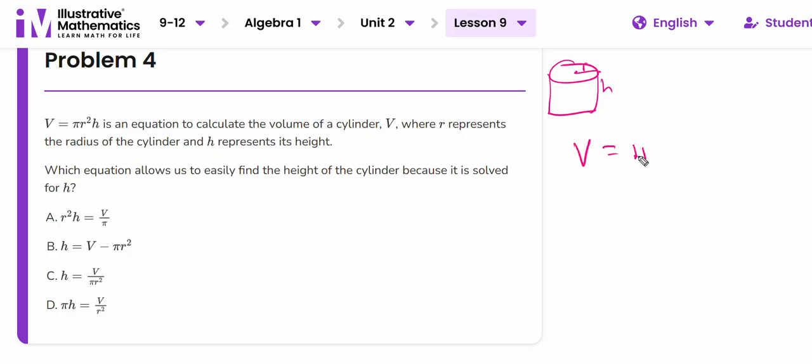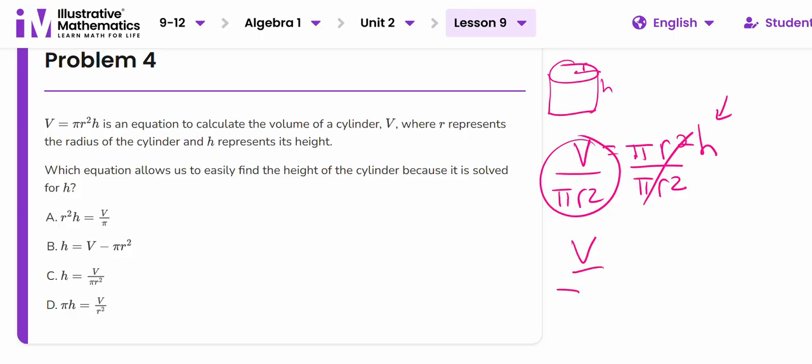Okay, he already tells us what to do. Or maybe she. I don't know who wrote the question. We want to solve for h. So let's get rid of all these terms. To get rid of them, because it's all multiplication, we're just going to divide by all those terms. And we're left with this. Volume over pi r squared is equal to h.